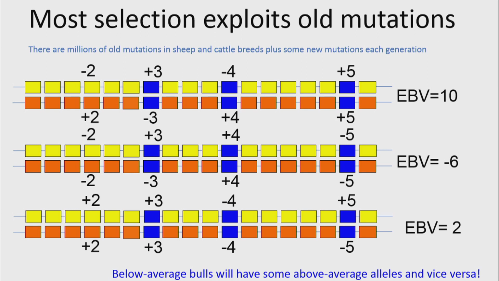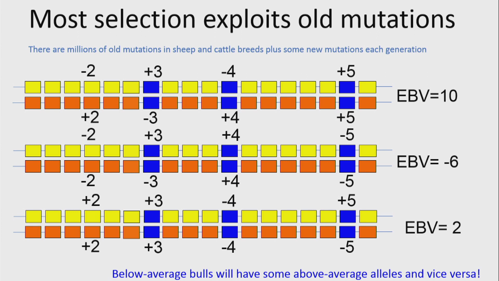Now, many of those mutations never get passed on to the offspring because the individual doesn't get used as a parent. And there's actually a balance between the number of old mutations and new mutations. So every generation we lose about as many mutations as we gain. So the number of mutations stays pretty much constant.